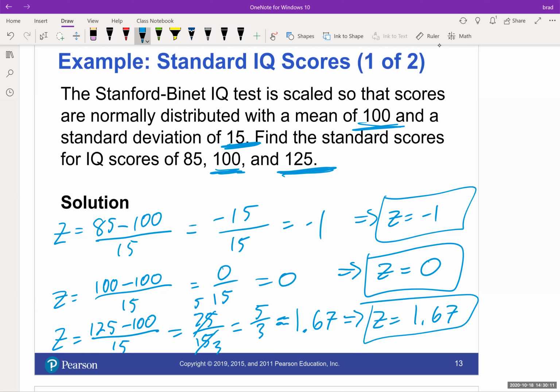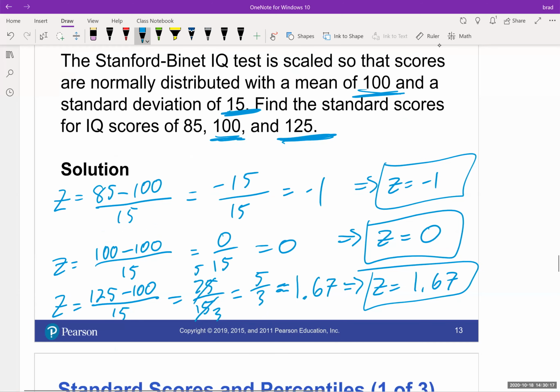Because it's positive, that means you're above the average on the IQ scores. So you're in the upper percentiles, right? Okay, so this is how you can find z-scores based on information given.